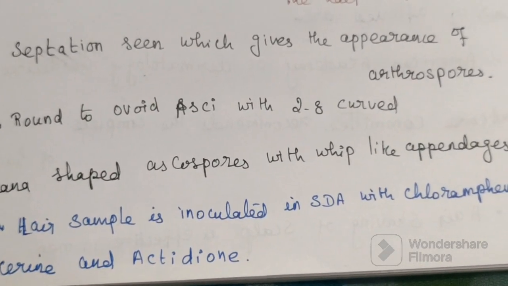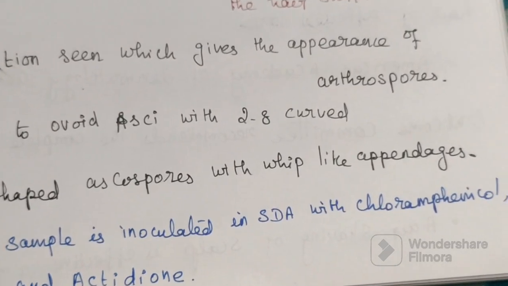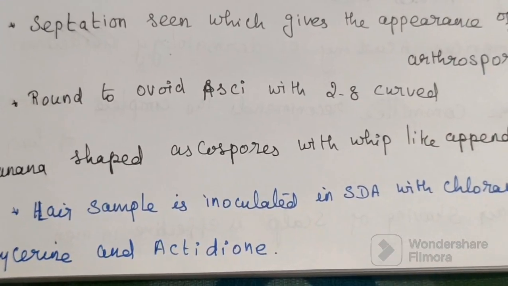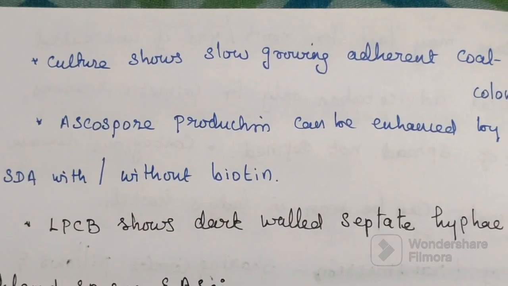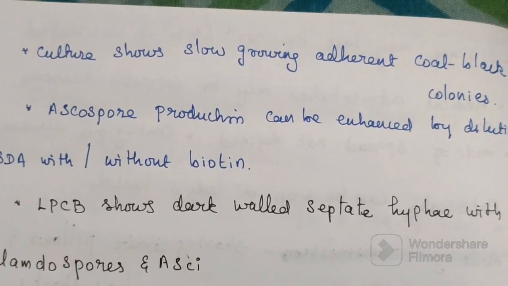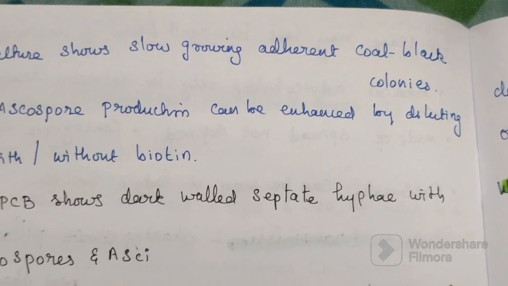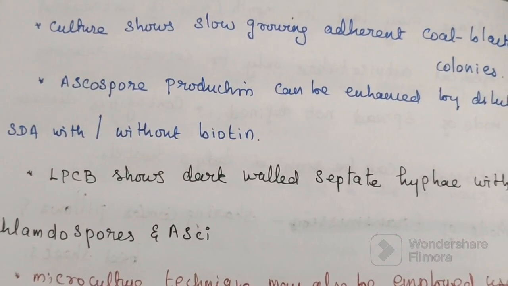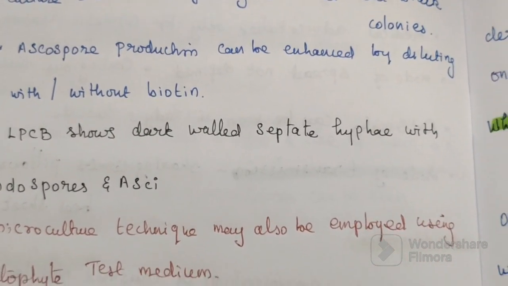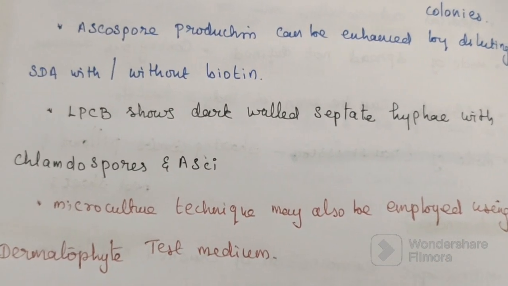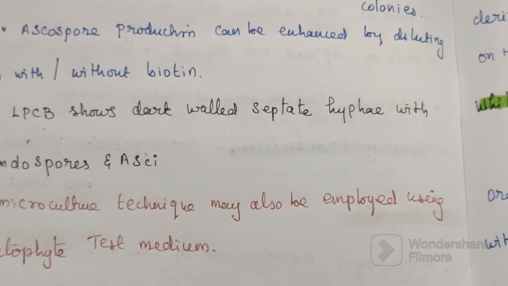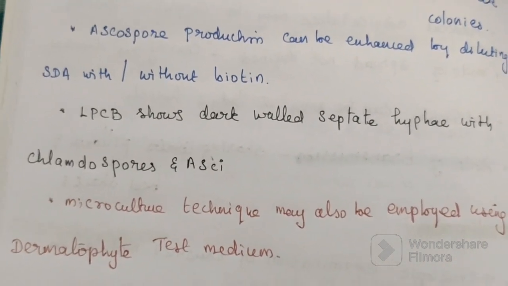Hair sample is inoculated on Sabouraud dextrose agar medium with chloramphenicol or cycloheximide. Culture shows slow growing, coat plaque colonies. Ascospore production can be enhanced by diluting Sabouraud dextrose agar, with or without biotin. Lactophenol cotton blue shows dark walled septate hyphae with chlamydospores and asci. Microculture technique may also be employed using dermatophyte test medium.